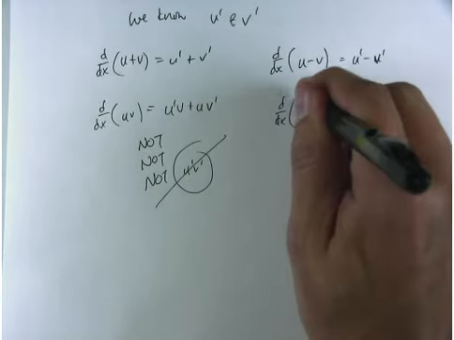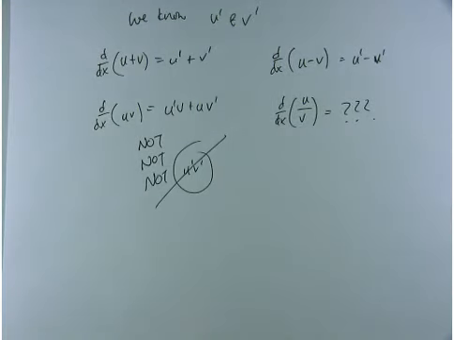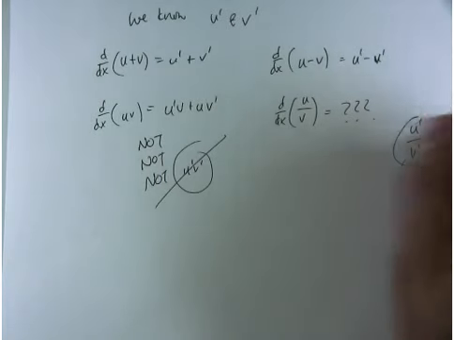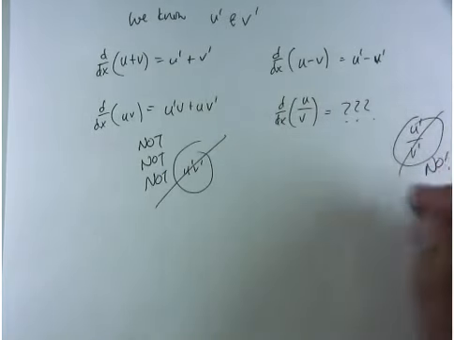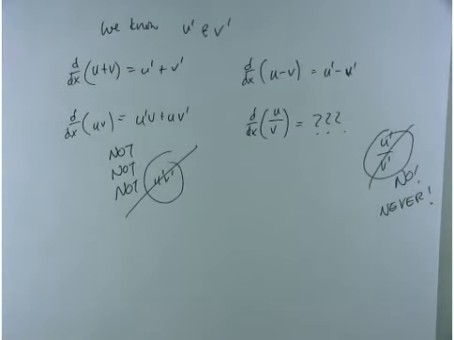Before we get out of here today, I want to do this guy. What if I have u divided by v? I will spoil it for you immediately and tell you that it is not u prime over v prime. No, that's not true. It's impossible. So u prime v divided by v prime u? No. V subtract. There's going to be all kinds of crazy stuff.